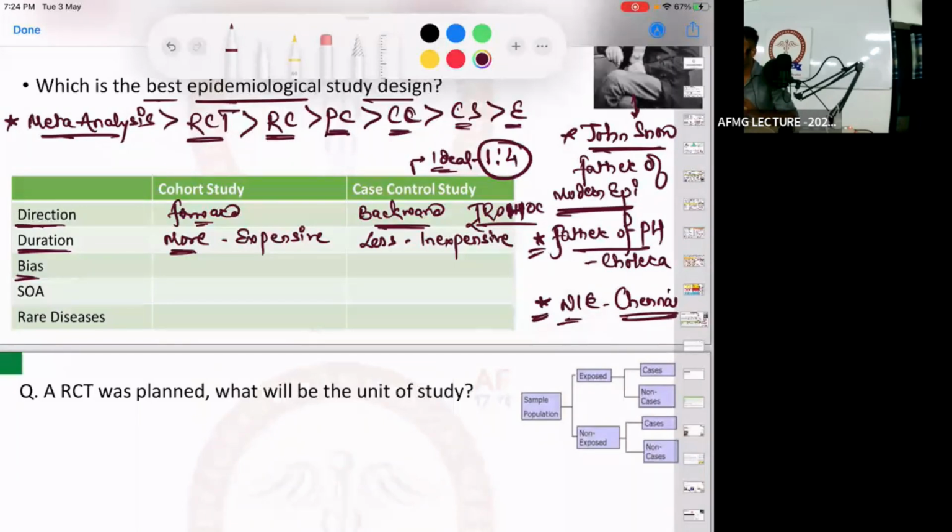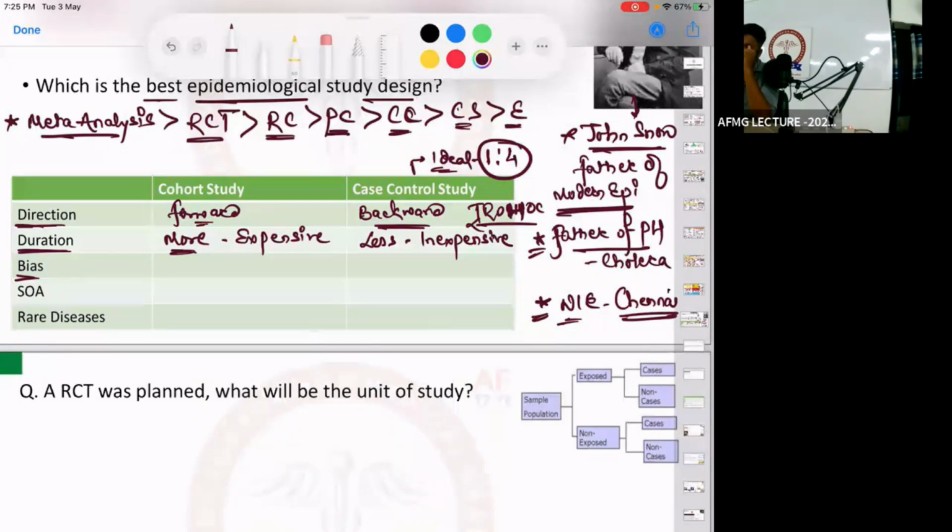Now, bias. Please remember, in cohort study what can happen? Some people will fall out of the study. That means some people might have got treatment for their HPV infection, or their HPV infection was not diagnosed, or they changed their behavior. Like the classical case of smoking and lung cancer, some people left smoking in between. Okay, so that will alter the study results, and that is the bias. Any factor which will affect or alter the study result is called bias.